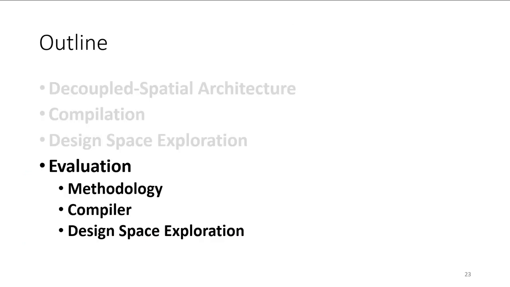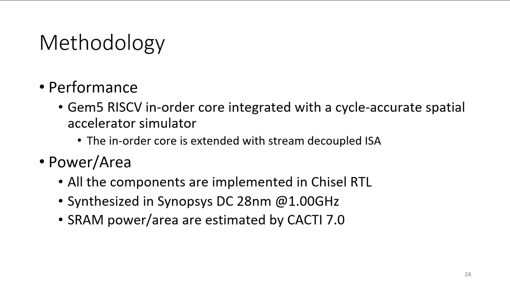Here we come to the evaluation section. We first clarify our evaluation methodology and then evaluate two key pieces of our framework, the compiler and the design space explorer. We evaluate the performance of our applications by extending gem5 with the stream-decoupled ISA and integrating a cycle-accurate spatial accelerator simulator. We evaluate the power and area by implementing our components in Chisel RTL and synthesizing this RTL with the Synopsys Design Compiler using a 28 nanometer library at 1 GHz. The memory system is estimated by CACTI 7.0.